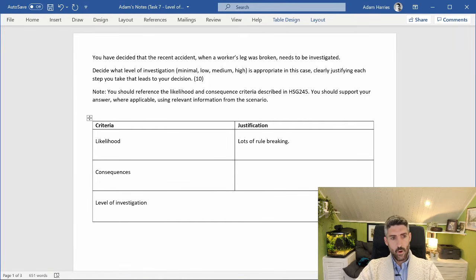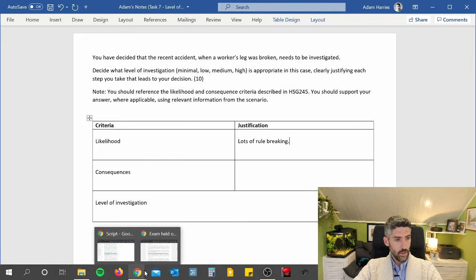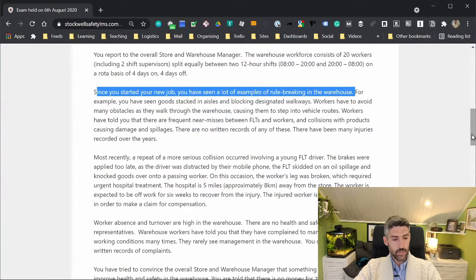That's all I would put for now. I know I've got something to work with there, and I can come back to this later in phase 2 to expand on that and write a sentence or two around why I think the fact that there's lots of rule breaking increases the likelihood that there's going to be a similar event happening in the future. And then I'd basically carry on working through the whole scenario until I've got at least 5 points, or as many points that come out at me.